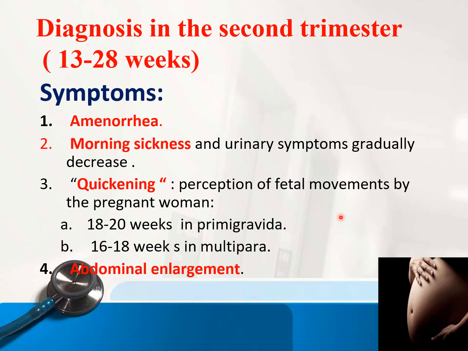In the case of primigravida mothers, it will occur between 18 to 20 weeks. In the case of multigravida mothers, it will occur between 16 to 18 weeks. Primigravida means a woman with her first pregnancy. Multipara means those who have had multiple pregnancies. And another one is enlargement of the abdomen.